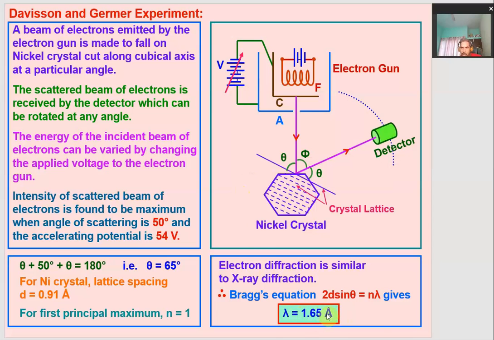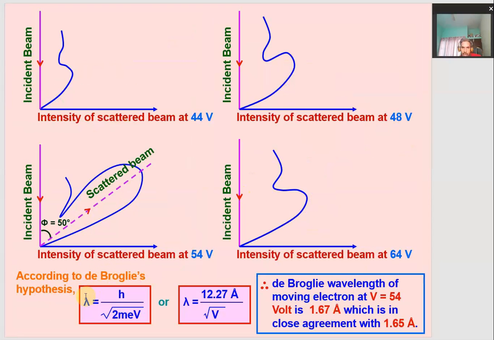On applying the de Broglie hypothesis, the maximum intensity of the electron beam is observed at the accelerating potential of 54 volts. So we calculate the wavelength of the de Broglie wave associated with these electron beams at this accelerating potential. In the expression of the wavelength, we substitute V as 54 and calculate. The wavelength according to the de Broglie hypothesis comes out to be 1.67, which is very close to the value from Bragg's equation. So the two values are very close to each other.